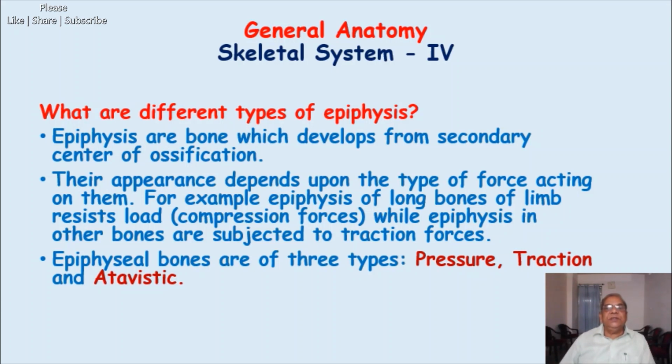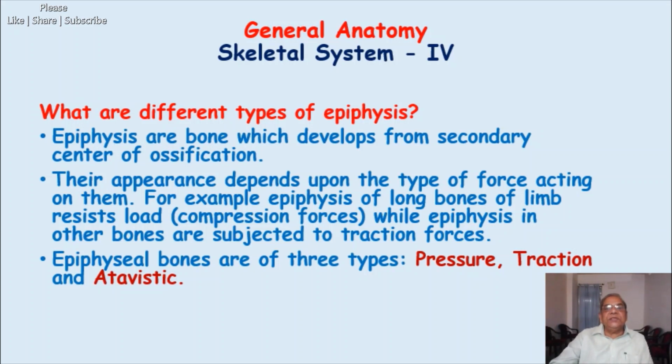For example, the epiphysis of a long bone of the limb bears the load. That means if you are standing, your femur, tibia, and fibula are resisting the load, and load is a compressive force. While epiphyses in other bones are subjected to traction forces. For example, where strong muscles are pulling onto the bone, even on long bones where strong muscles are attached, they will pull that bone. That means they will produce tensile forces, and it is traction on that bone.